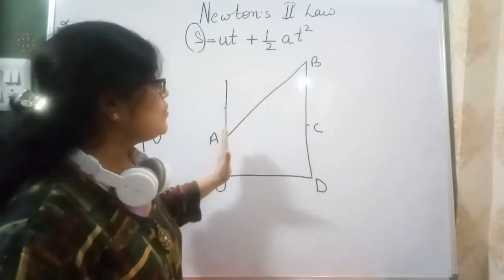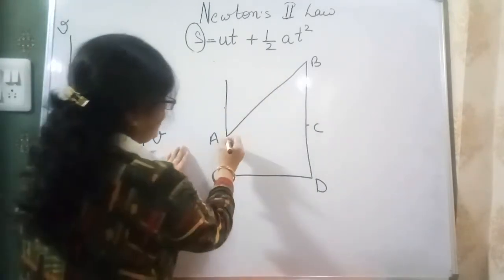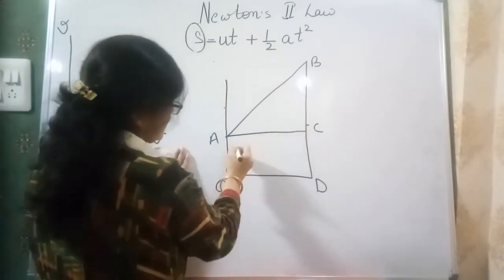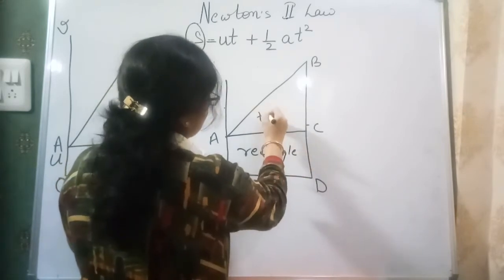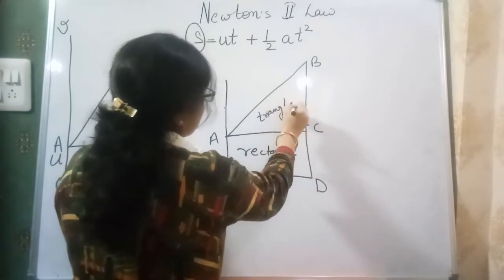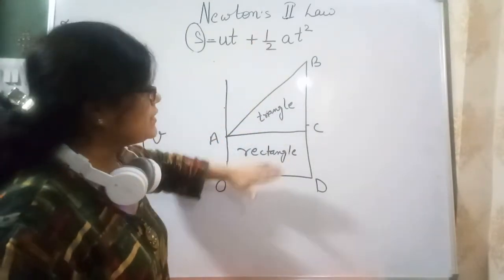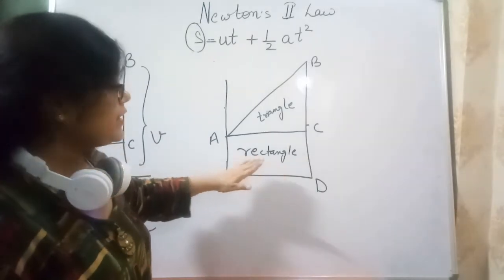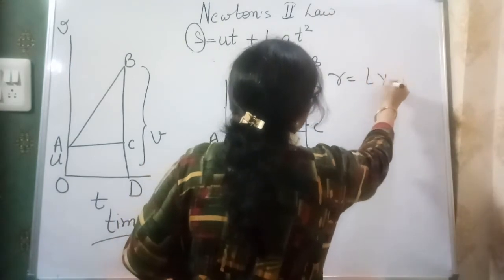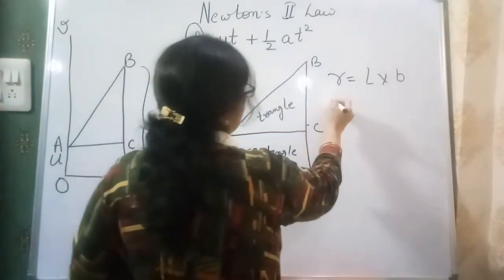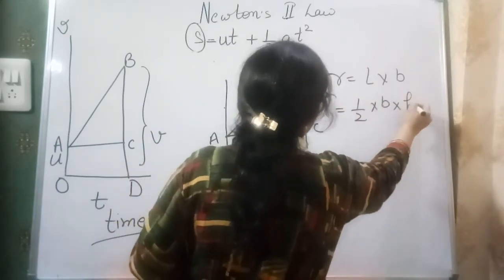Now how do we calculate the area of this picture? If we draw a line parallel, clear? This is our rectangle and this is our triangle. When we add the area of rectangle and area of the triangle, we get the whole area of this picture. Now the area of rectangle is what? Length into breadth. And area of triangle is half base into height.